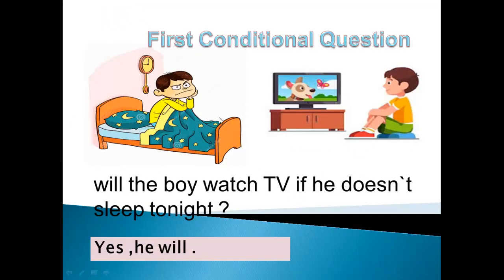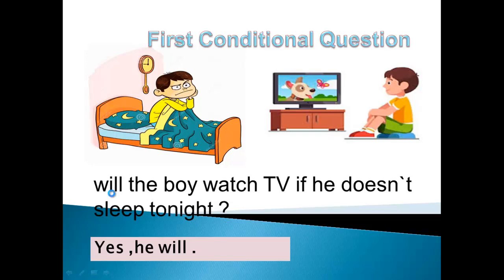Now look at these two pictures here. What's happening here? The boy cannot sleep. So what is the result? He will go to watch TV. So the question: will the boy watch TV if he doesn't sleep tonight? The answer: yes, he will. So what is the result? The boy will watch TV because he cannot sleep. But when we want to make a first conditional question, you have to start with will or if.